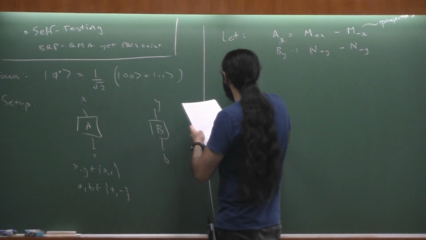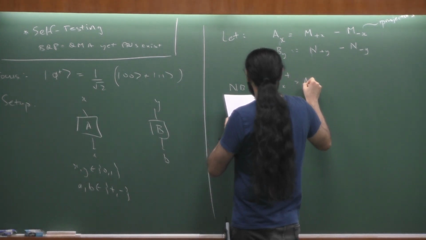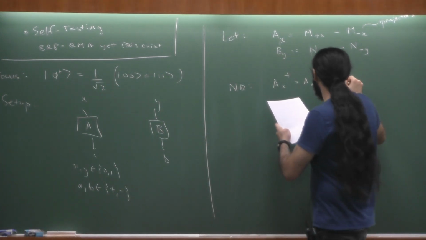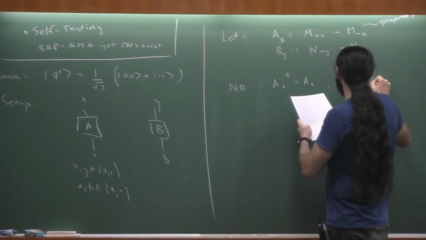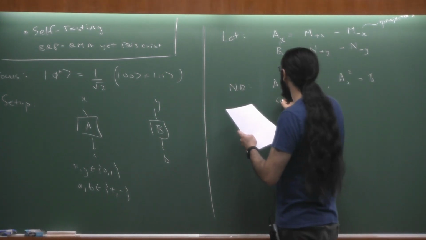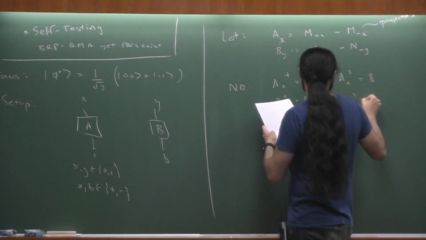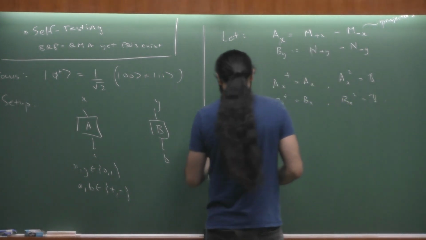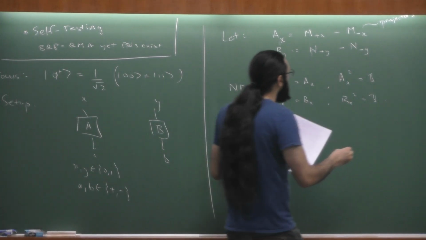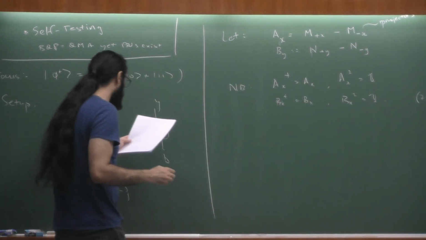Okay. And then we have some very simple observations. We have that A_X dagger is A_X, and A_X squared is identity. Similarly, B_Y dagger is B_Y, and B_Y squared is identity. So far we've not done anything very novel. We're just setting up what the problem looks like. That's equation number 20.